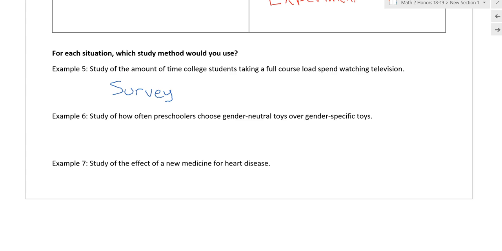Example 6. Study of how often preschoolers choose gender-neutral toys over gender-specific toys. You could survey preschoolers, I guess, but I don't think you're going to get a very good answer from preschoolers about which toy they use. So personally, I would use an observational study for this. Go to a preschool, sit down for the day maybe, and see what they're doing. Are they choosing what toys to play with?